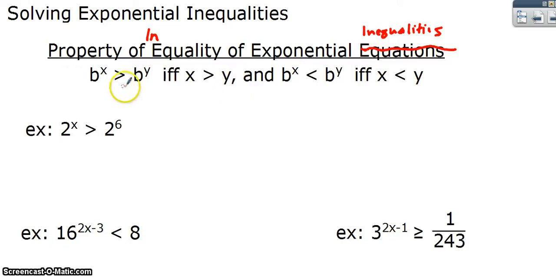It's pretty much the same thing we saw before. So if b to the x is greater than b to the y, if and only if x is greater than y. And similarly, b to the x is less than b to the y, if and only if x is less than y. So it just follows along. You have to have the same base, and then you follow it from there with the exponents. So on this one, again, our easy example, we have 2 to the x is greater than 2 to the 6, so that must mean that x is greater than 6.